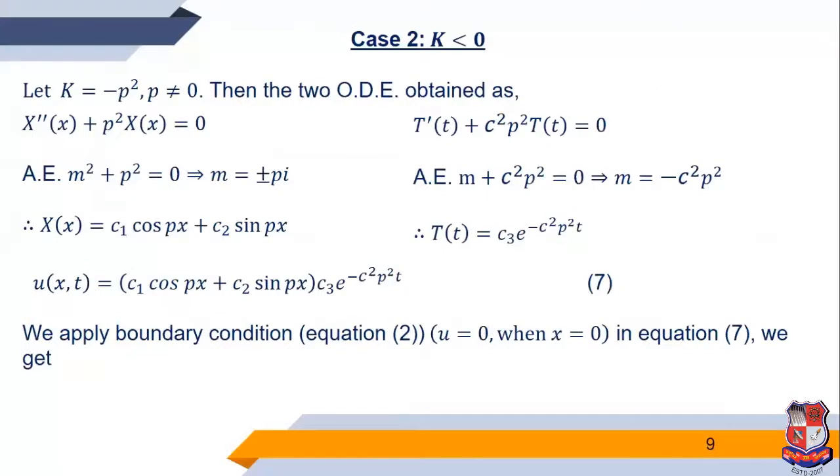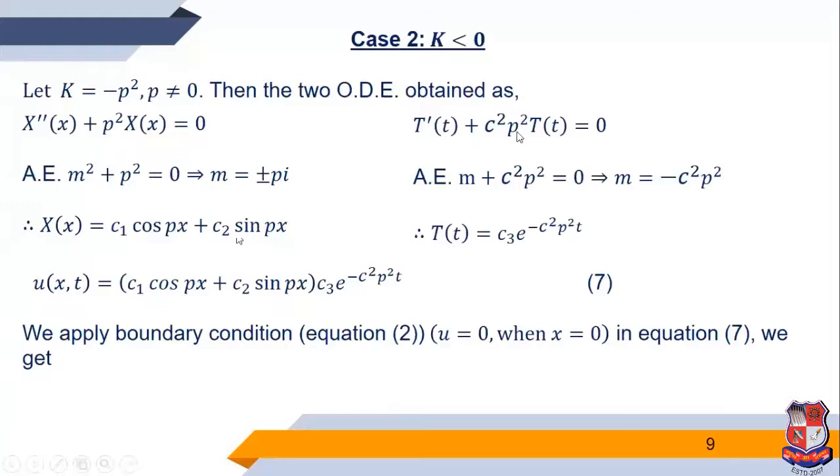Now we discuss the k less than 0 case. So for k less than 0, we consider k equal to minus p square. Then the ODE obtained is X double dash plus p square X is equal to 0, whose auxiliary equation is m square plus p square is 0. So we get m equal to plus or minus ip. Now this is the complex root, so we write X of x is equal to c1 cos px plus c2 sin px.